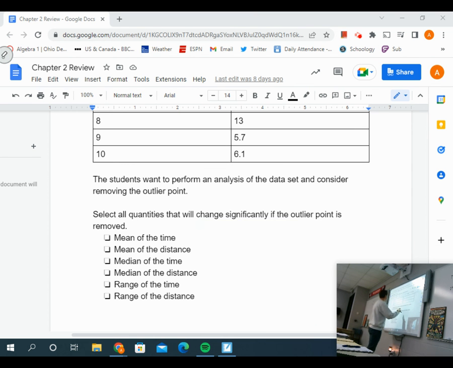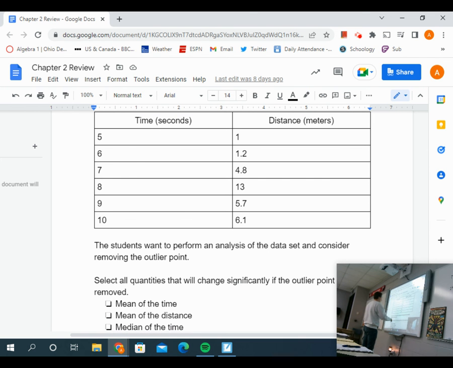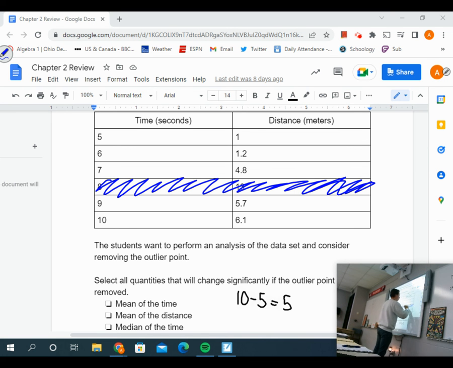So let's say I find the mean of the time, or let's do range, I would say. The range of the time would be calculated by doing 10 minus 5. This would give me a range of 5. But what happens if I remove the outlier point? Right, this was the outlier point. What happens if I remove it? Does the range of the time change significantly? Well, no, I'd still do 10 minus 5. Biggest minus smallest. And I would still get 5. So I would conclude that no, the range of the time did not change significantly.